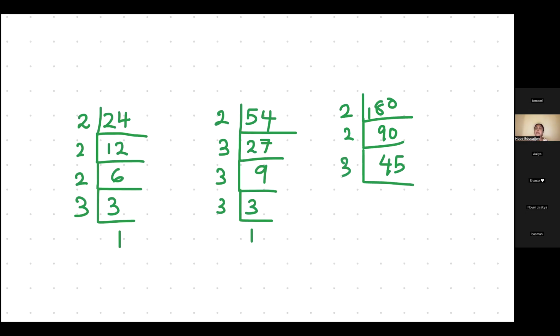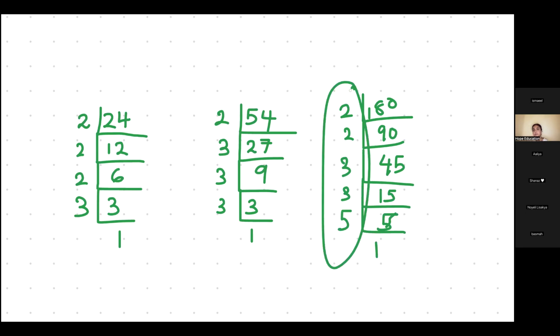The next prime number is 3. We check if 45 can be divided by 3 and yes, it can be because we get 15. 15 can be divided by 3, we get 5. 5 cannot be divided by 3, then we go to the next prime number, which is 5. So this is 2 times 2 times 3 times 3 times 5.